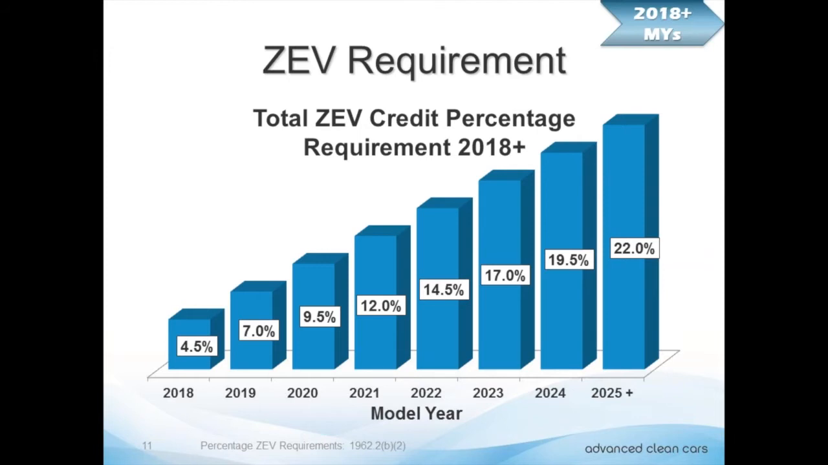The key to the regulation is that these are ZEV percentage credit requirements as opposed to vehicle production requirements. Manufacturers are allowed to earn credits from the production of a variety of different vehicle technologies, and depending on volume status, have flexibility in how they choose to meet the requirement. Before we get into how a manufacturer may meet the requirement, we are going to talk about the different vehicles that may earn ZEV credits.